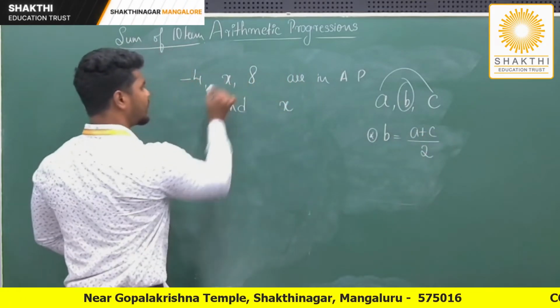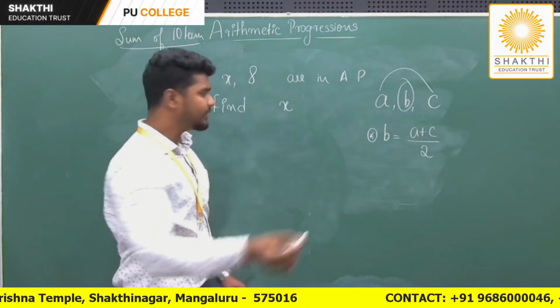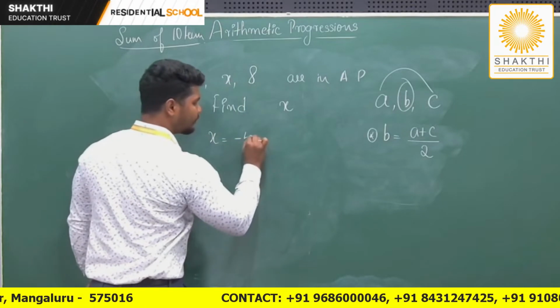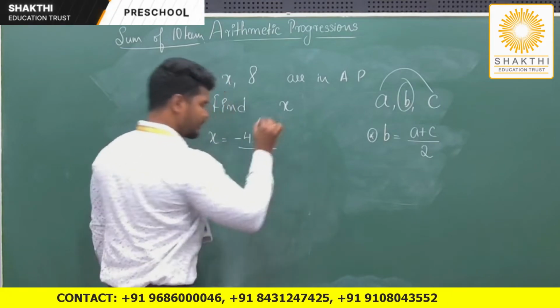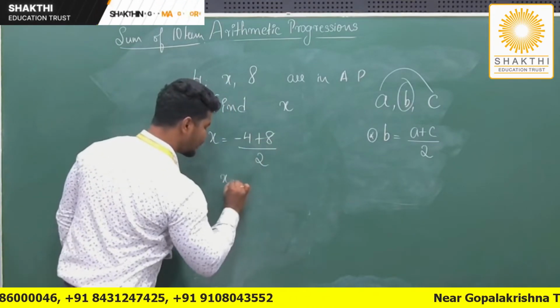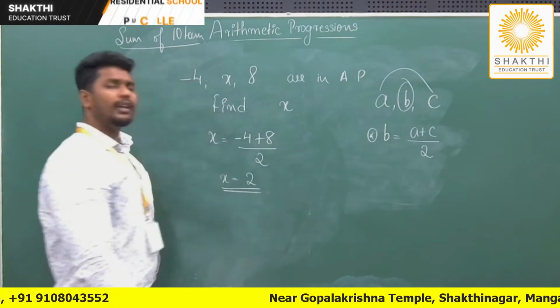Similarly, substituting here, if -4, x, 8 are in AP, I can say x, that is the middle term, is equal to -4 plus 8 divided by 2. -4 plus 8 is 4, and 4 by 2 is equal to 2. We have the value of x is equal to 2.